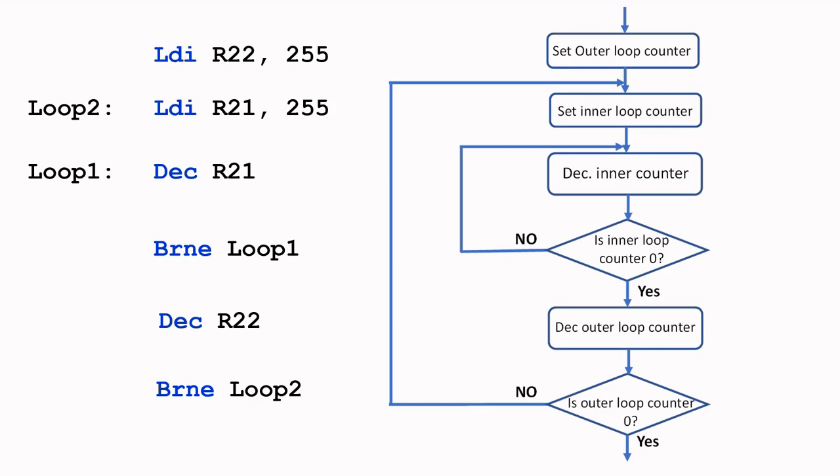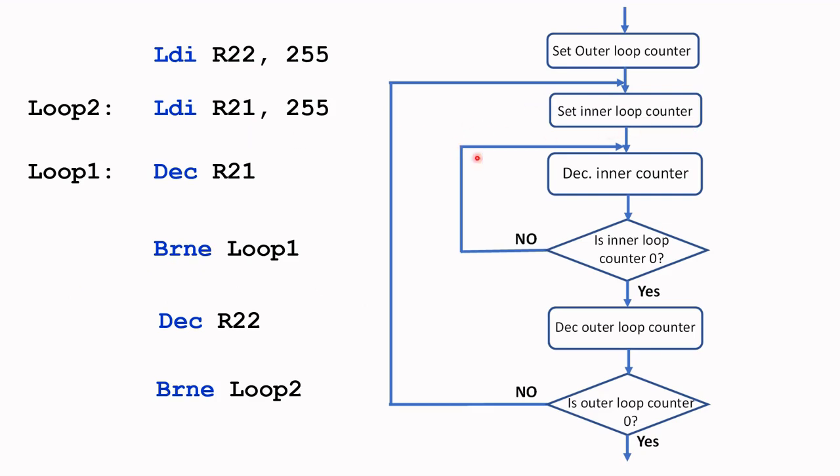Now, quite often, the single loop may not be sufficient. And this is because microcontrollers or microprocessors operate in the megahertz range. So this is way too fast for the human eye to see. So we need to turn our attention to nested loops.